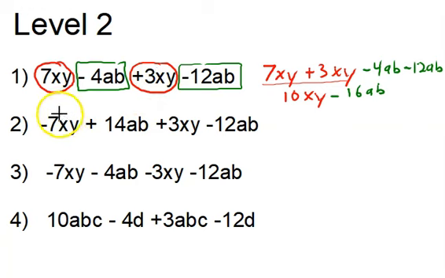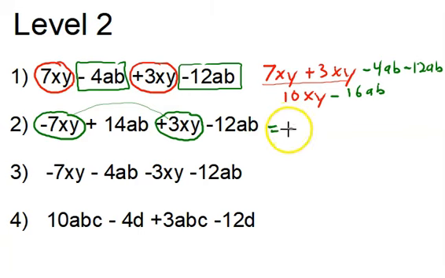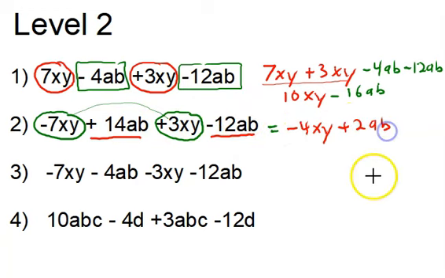Okay, now we just have to do it in one shot. This is a negative 7x and here we have a positive xy. Both of these we can put together and simplify. We are getting negative 4xy. Now look at this part. Here we have plus 14ab and here we have minus 12ab. So here we will have plus 2ab.